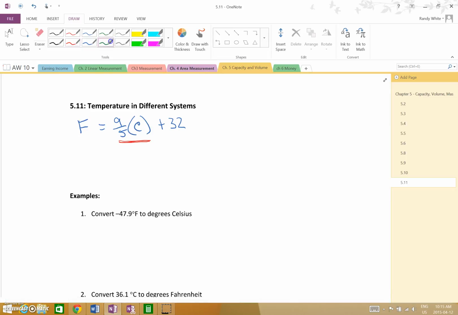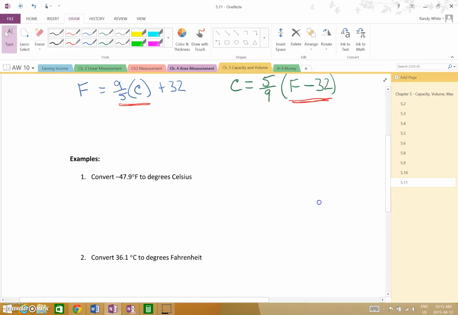Now, if I have the Fahrenheit temperature and I want to convert that into Celsius, it's a little bit different. I invert my fraction, which is 5/9, and I take my Fahrenheit temperature and subtract 32. So again, remembering our BEDMAS, I do this portion first. I subtract the 32 first from the Fahrenheit, and then I multiply that by 5 divided by 9. And then that will tell you what your temperature is in Celsius.